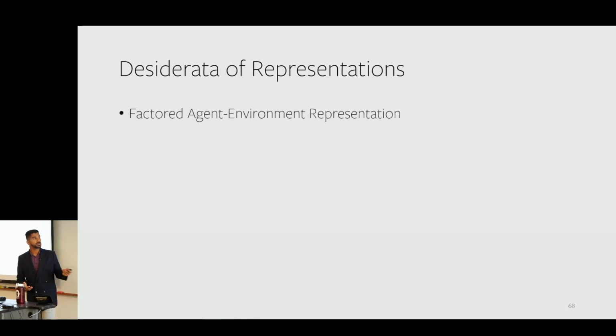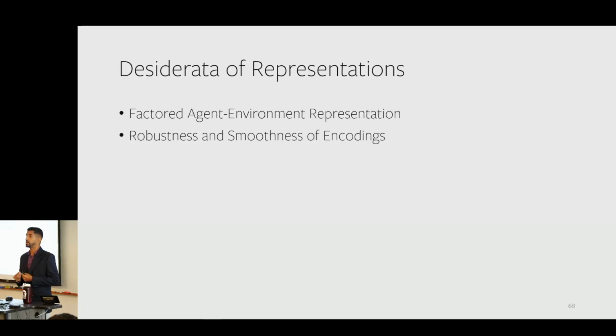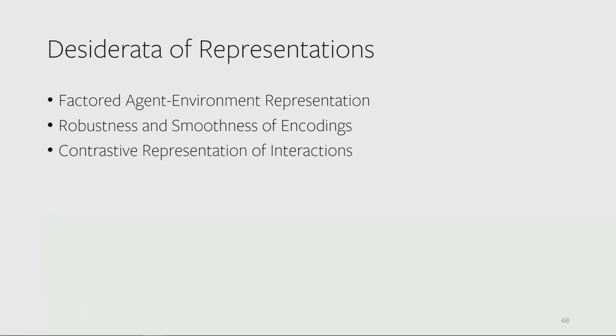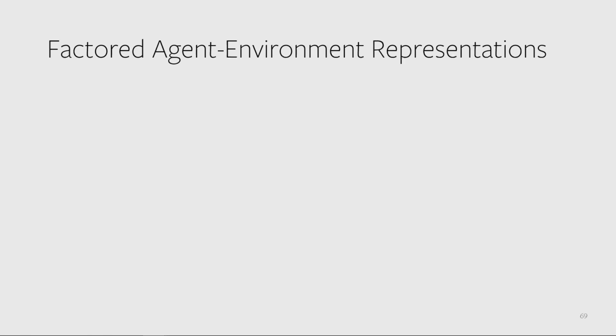Well, one of the first properties I'd like it to have is that I'd like the representation to be factored with respect to the agent and the environment. I'd like my representation to be robust with respect to perturbations in the input and smooth in its representation space. I'd like the representation to be contrastive with respect to the different interactions that it encounters. And finally, I'd like my representation to be accurate or high fidelity with respect to the underlying interactions. Let's discuss this idea of factored agent environment representations in a little bit more detail.